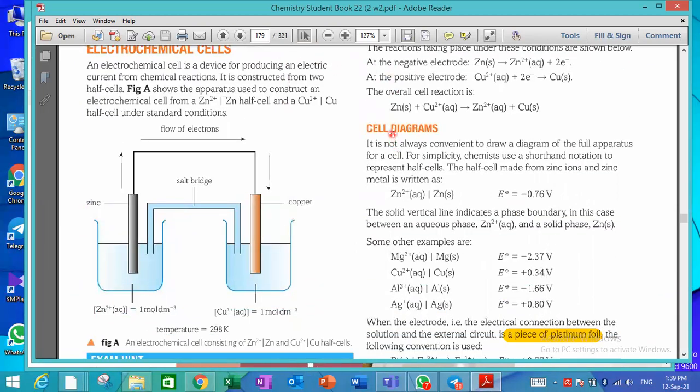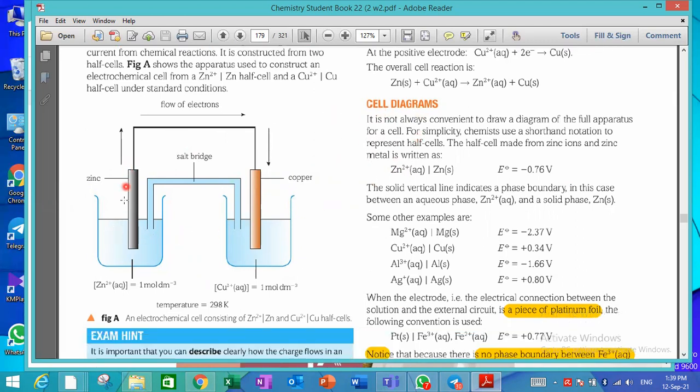Now, what are cell diagrams? When we want to express our cells, we usually write them in something called shorthand notation. We are not going to write everything, but we write shorthand notation to express our cell diagrams using words or using symbols. So this is called the cell diagram.